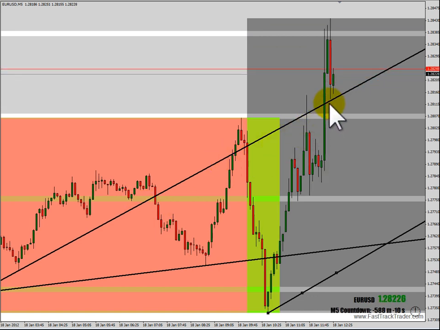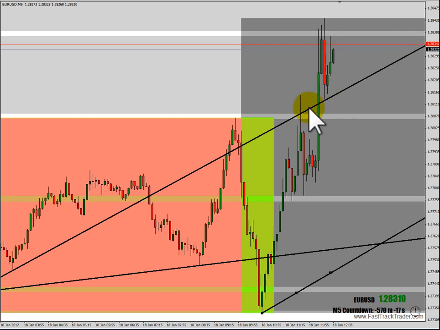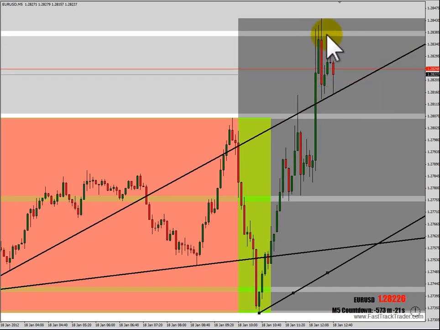Let's see what I mean. Look at how it retests from the bottom, breaks above, retests this area within a few pips. Now watch how, let's see if it can make... See how it couldn't make new highs. See how it's struggling.